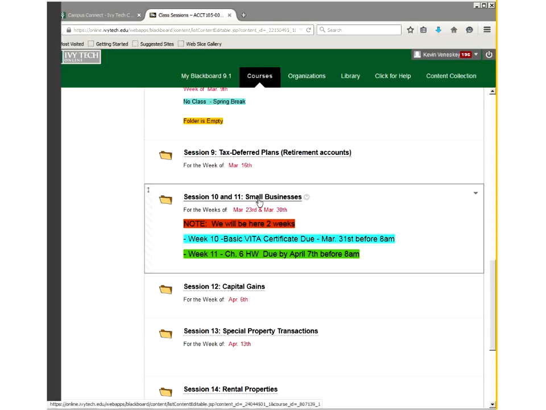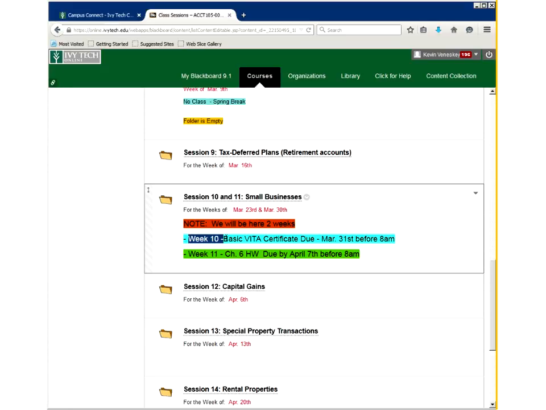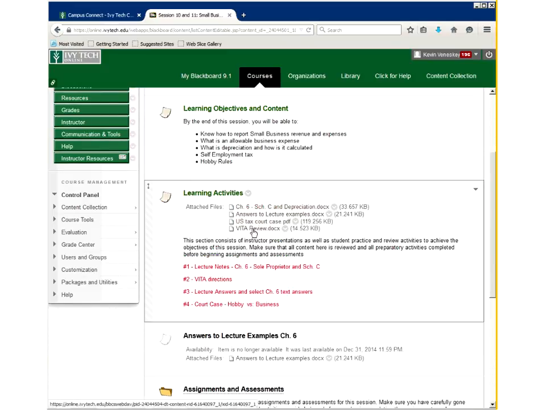But the first thing we're going to go through is what is due this week, the basic VITA certificate, and normal Tuesday deadline at 8 a.m. That's the first thing I'm going to touch on. So when you go into the class sessions, what I would do is bring up the VITA review document.